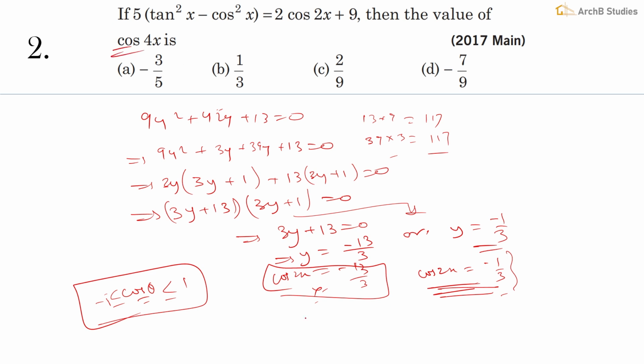Cos 4x we can write as 2 cos square 2x minus 1. Okay, this is the formula which we used in the last slide. It will be equal to 2 into square of 1 by 3, 1 by 9, minus 1, 2 by 9 minus 1, minus 7 by 9. This is the right answer.